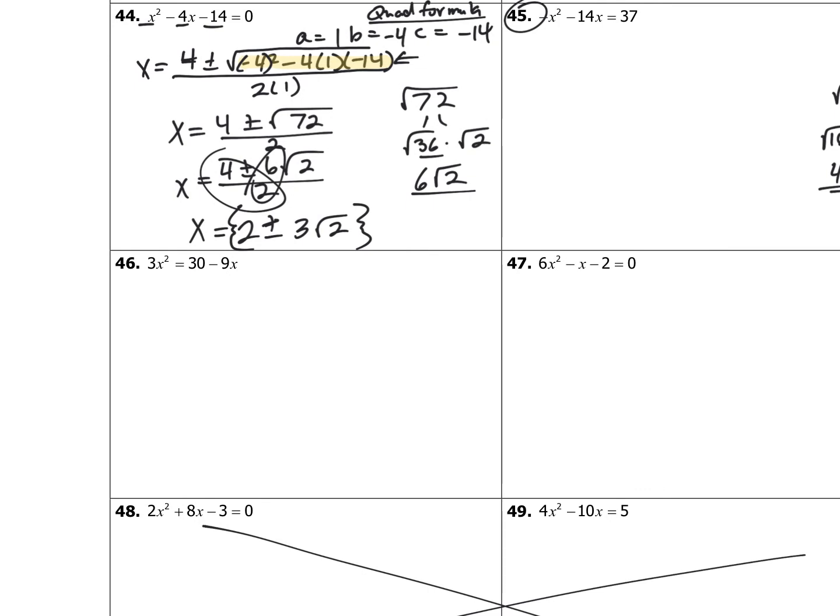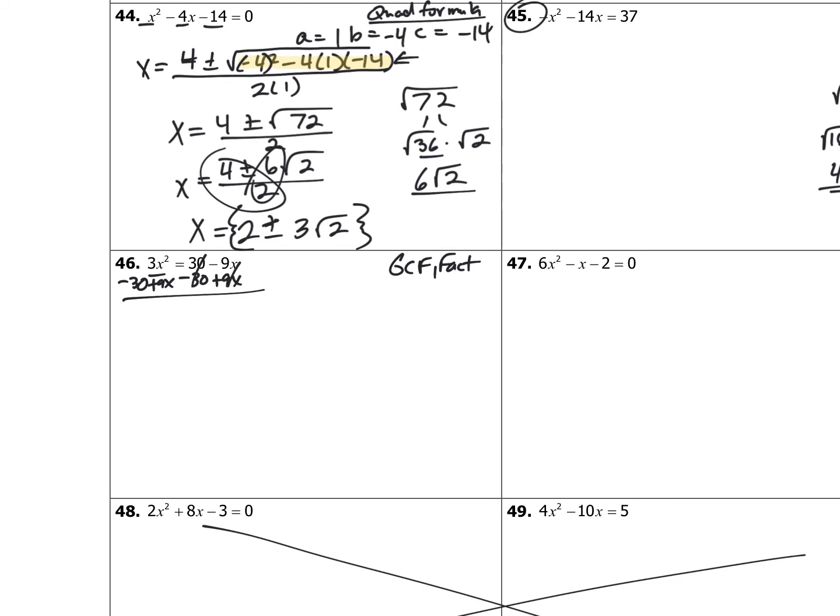Number 46, this is a GCF and just regular factoring. So first thing I need to do is get everything on one side. Again, leave the x squared term alone so you don't make it negative, okay? So I'm going to subtract 30 and add 9x to both sides. I'm just going to do it all at once, okay?